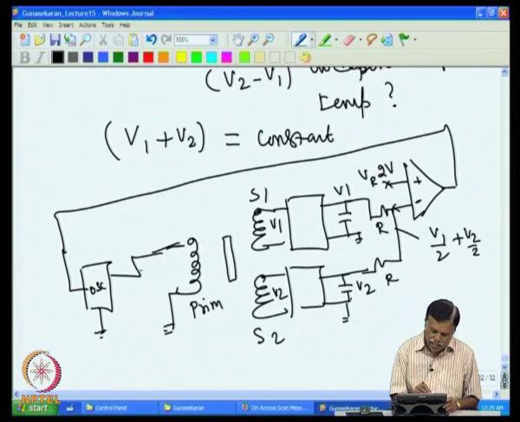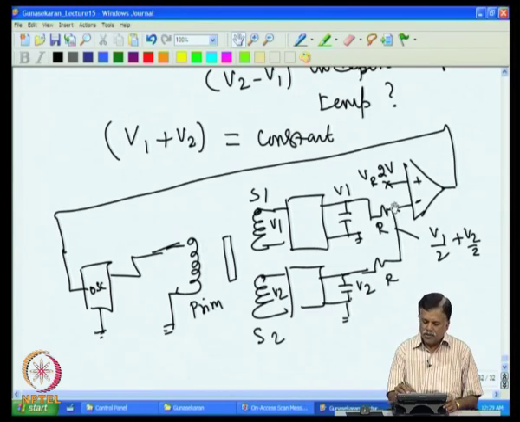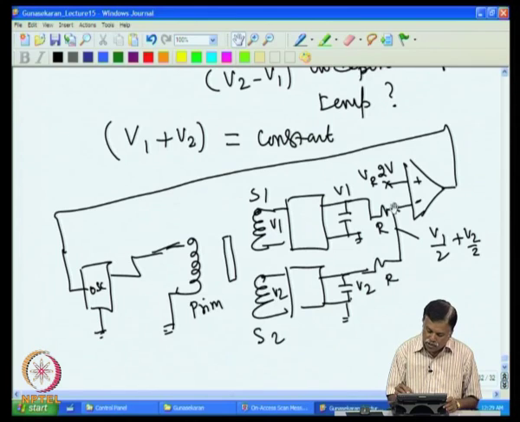The output goes high, then it will increase the amplitude of the oscillation here. If the voltage increases here, this also will increase, the oscillations will be more, and you will get increased V1, V2, and again this and this will increase, and that will make this voltage go high. In case this voltage goes more than 2 volt, then the output will reduce, the amplitude will reduce, and eventually this also will come down. So, at any given time, this voltage will be equal to this voltage. So, it maintains the voltage at this point, V1 plus V2, constant.